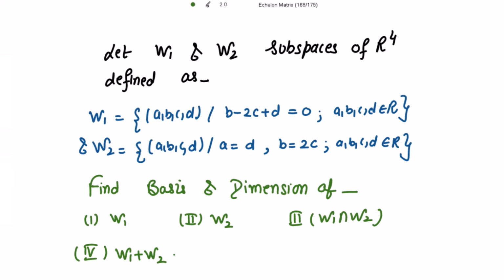Let W1 and W2 be the subspaces of the 4-dimensional vector space R^4, defined as given, and we need to find the basis and dimension of W1, W2, their intersection and the sum of the subspaces. So first, let's find the basis and dimension for W1.